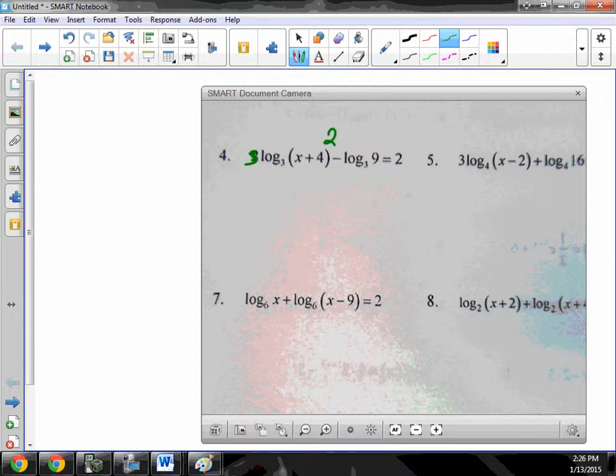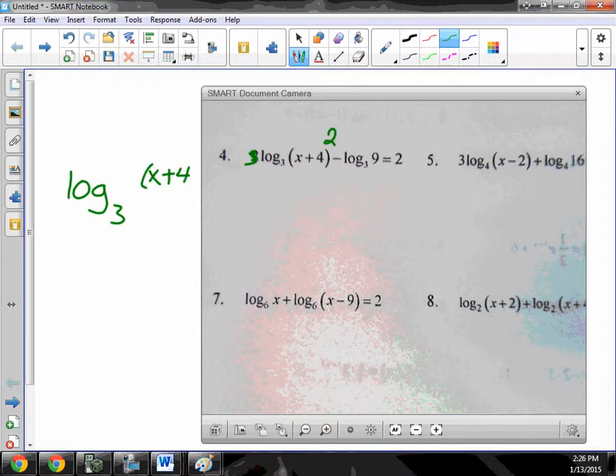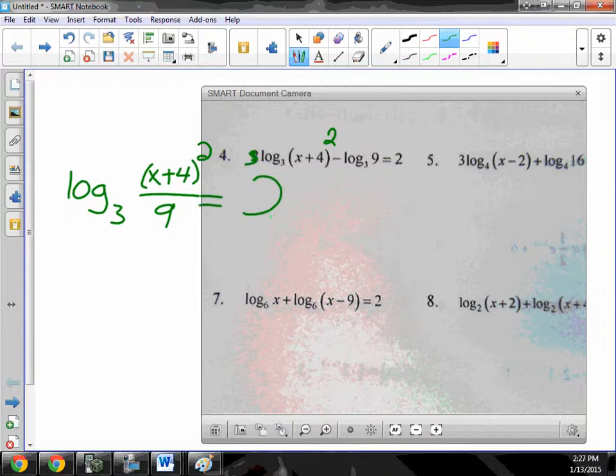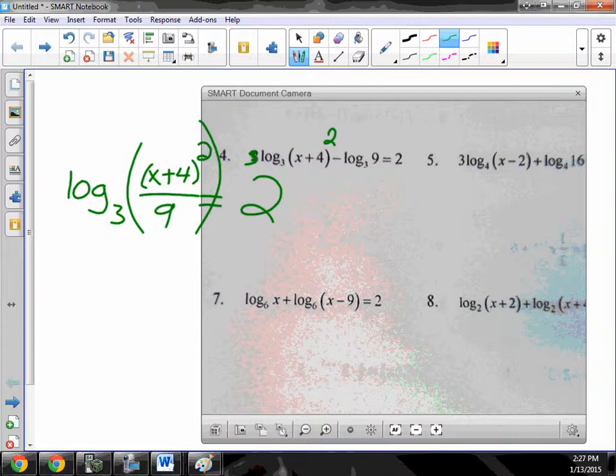Quotient rule, which says logs of 2 of the same bases, log base 3 of x plus 4 squared. Should I multiply that out? Maybe, we don't know, but if we can avoid it, let's avoid it. So let's just leave it like that until we know for sure if we need to. Because sometimes you won't need to. Sometimes you will. Over 9 equals 2. Now, this is all treated as a single number.